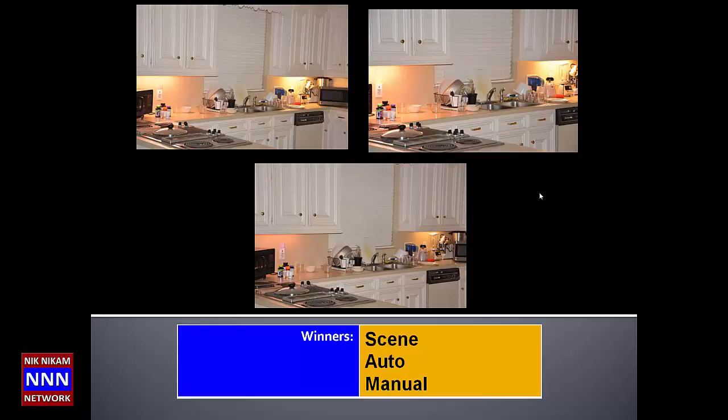And here are some pictures. It depends on which one you like the most. The top left hand side is the scenic mode. The one on the right top side is the automatic mode, and the one in the bottom is the manual mode. So I think each one of them is good depending upon the circumstance.